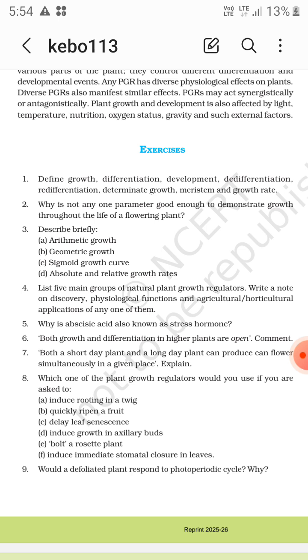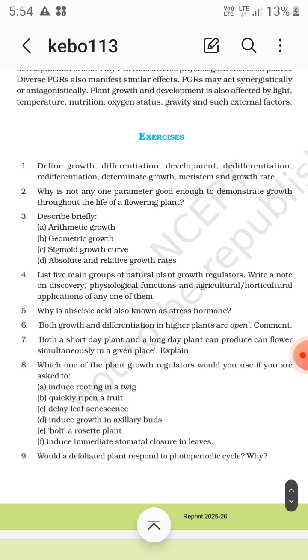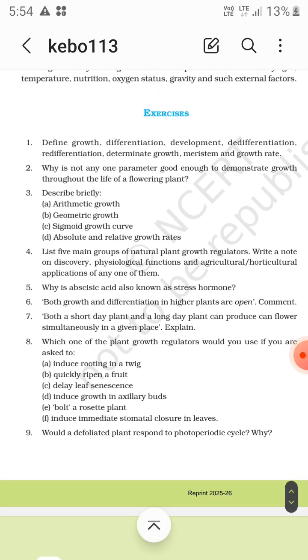Then re-differentiation means once again they lose the capacity to divide, that means they get matured a second time. Now determinate growth means the growth is certain, like in animals or something like that, right? Now the meristem and growth rate. Meristems are continuously dividing cells, and growth rate could be arithmetic or geometrical, right?